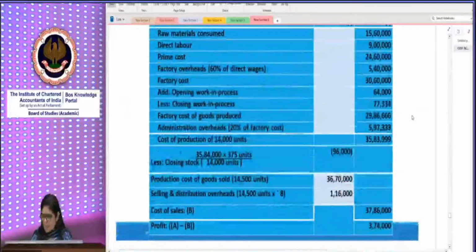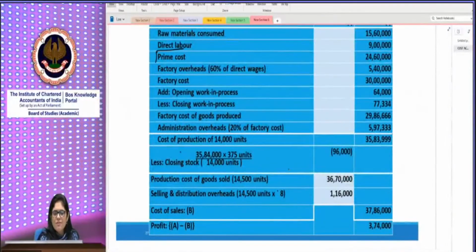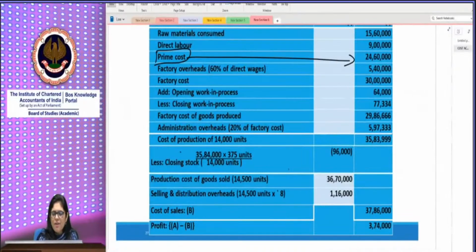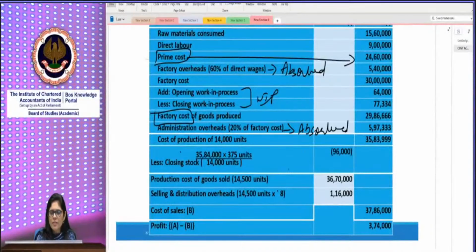I'm showing you the fair form of it. See, raw material consumed, direct labor, the first landmark, prime cost, factory overheads, then the factory cost, works cost, manufacturing cost, production cost, all the same. WIP stock we adjust here. We get the second landmark, factory cost. We add the administration overheads. It is also absorbed. Factory overhead is absorbed, administration overheads absorbed. All the three overheads are always absorbed in costing. We get cost of production. See here, closing stock valuation is done.